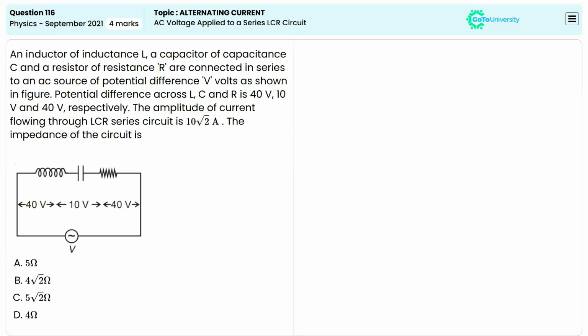Now solve this question, try this question. Yes, very good. So the formula for calculating the VRMS is nothing but root of VR square plus VL minus VC whole power 2, right? So here we have the corresponding values VR, VL, VC. So we can apply the values, which is 40 square plus 40 minus 10 whole power 2. So when we simplify this, we will get the value of 50 volt.